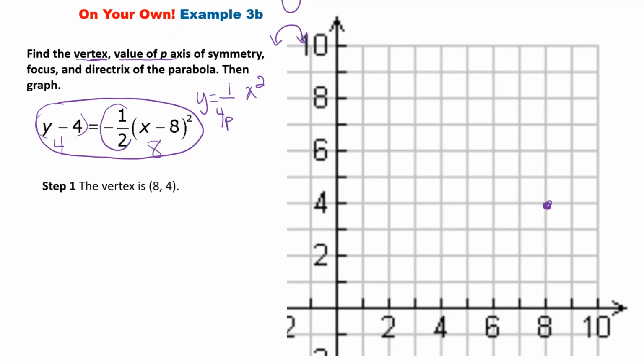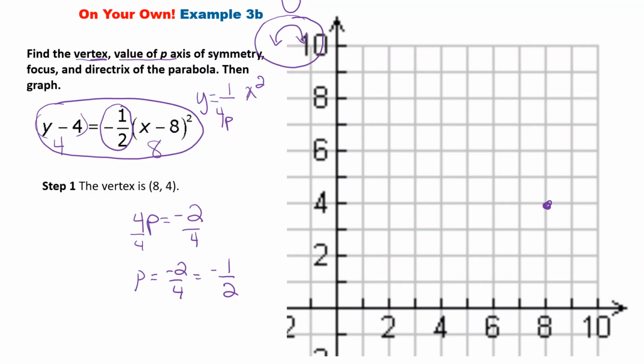I have 1 over negative 2. So I can see that 4p is going to equal negative 2. All right, so now divide both sides by 4. We see that p equals negative 2 over 4, which can be reduced to negative 1/2. So my p is going to equal negative 1/2. Since that is less than 0, then we're going to use the parabola facing downward, opening downward.